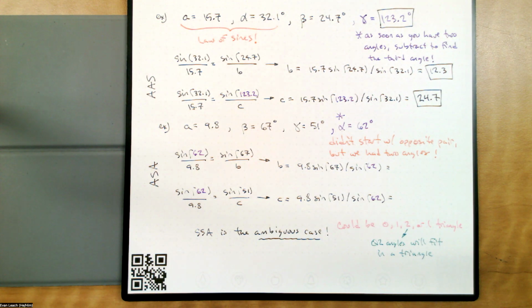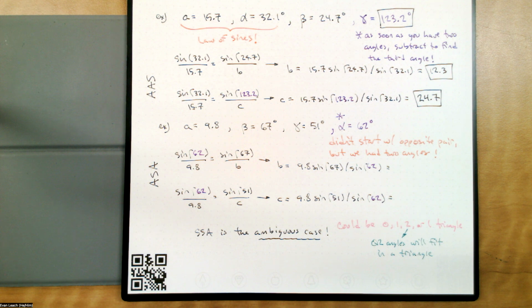Side-side-angle is the ambiguous case of the law of sines, because we could have 0, 1, 2, or 1 triangles. We could have two triangles because quadrant 2 angles fit into a triangle. It's possible to have a 120-degree angle in a triangle because the sum of the angles needs to be 180 degrees. If I use 120 degrees in one angle, I still got 60 degrees left to put on the other two angles. That's why we might have two triangles.